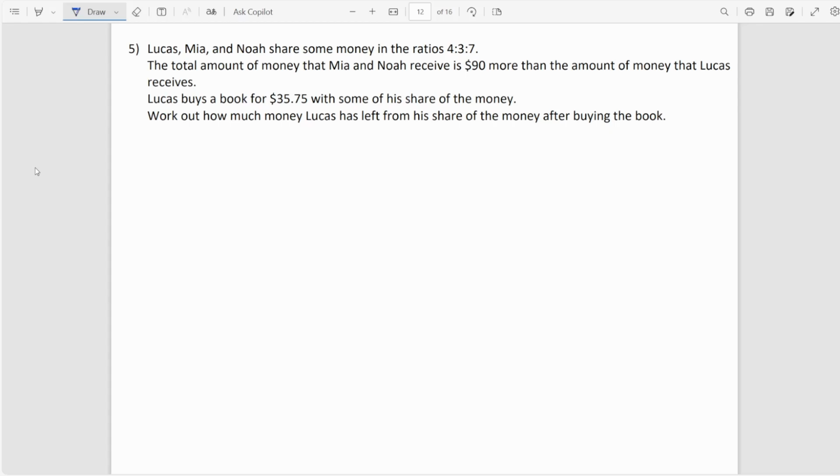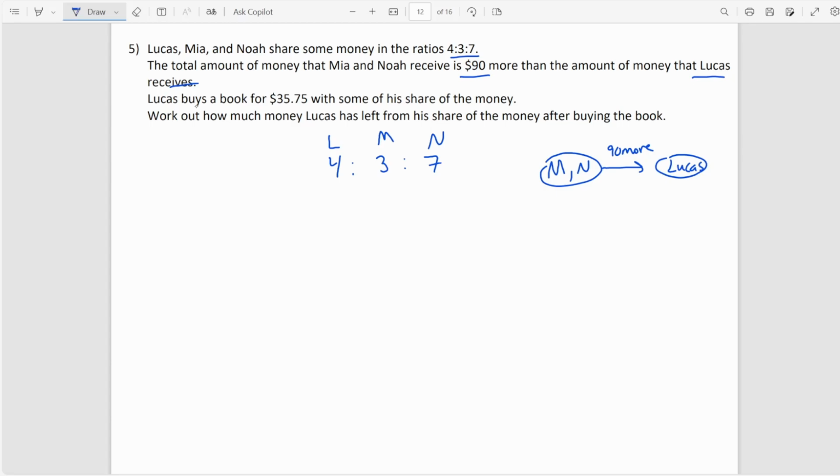Okay, let's take a look at our final exercise for this video. Lucas, Mia, and Noah share some money in the ratios 4, 3, and 7. The total amount of money that Mia and Noah receive is 90 more than the amount of money that Lucas receives. Okay, so we have 4, 3, and 7 shared among Lucas, Mia, and Noah. And both Mia and Noah received 90 more than Lucas.